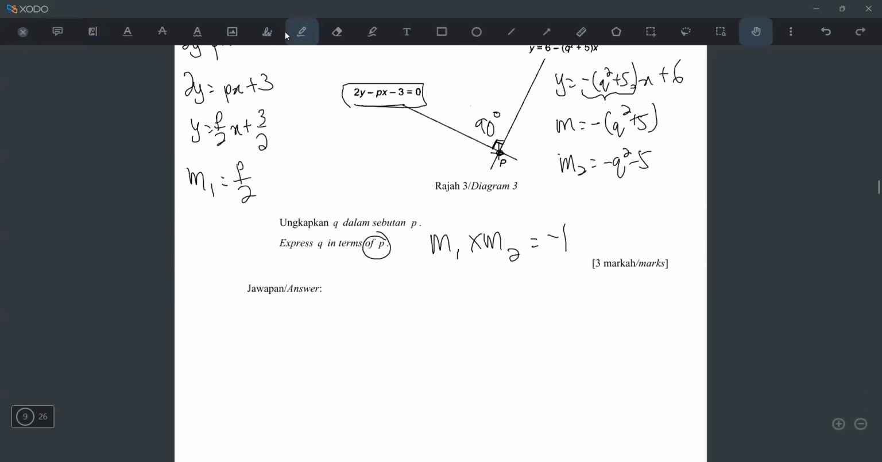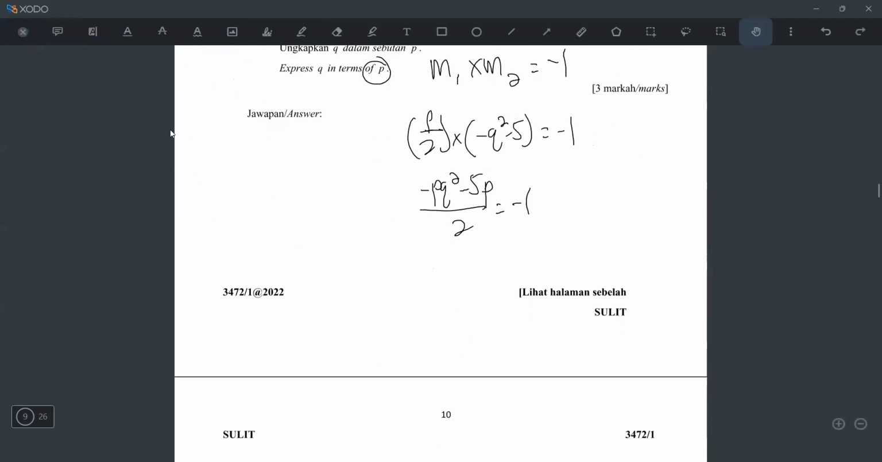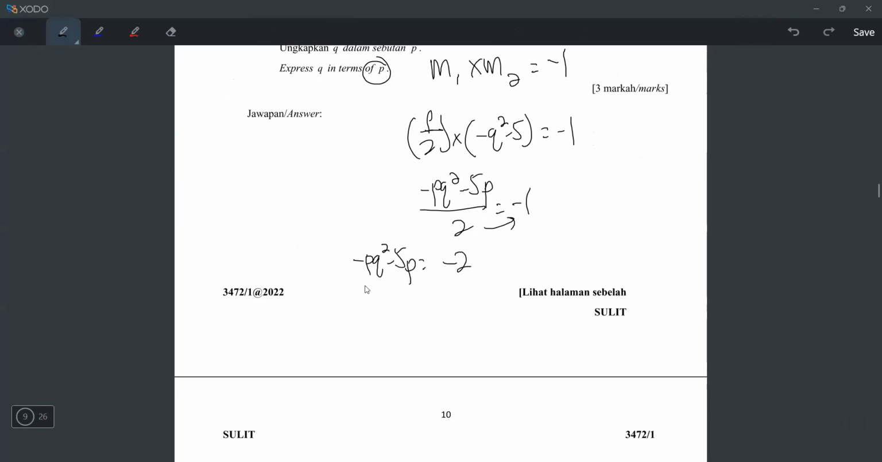Now I can finally put in this formula. m1 times m2 equals -1. m1 is p over 2, m2 is negative q squared minus 5, equals -1. When you multiply a number by a fraction, you only multiply the numerator. So p times negative q squared is negative p q squared, p times -5 is negative 5p, over 2, equals -1. Let's continue. They want Q in terms of P, meaning they want Q to be single. So how to make Q single? First, remove the fraction: negative p q squared minus 5p equals -1 times 2, which is -2. But I want Q to be single, and my Q now is negative, so I try to make it positive by moving it here.